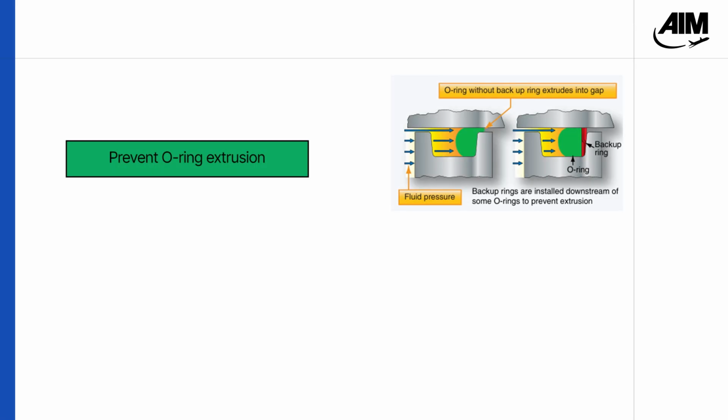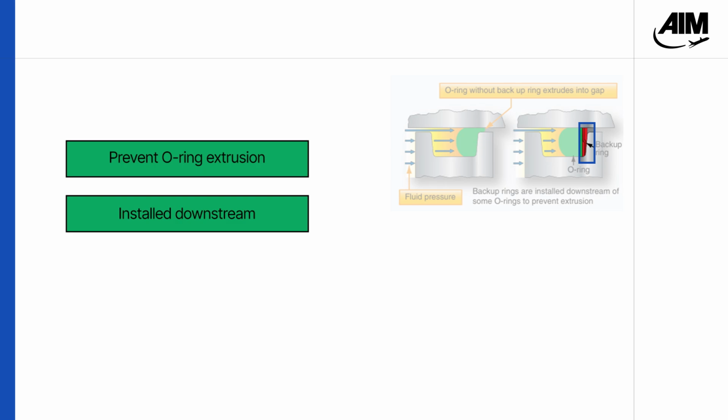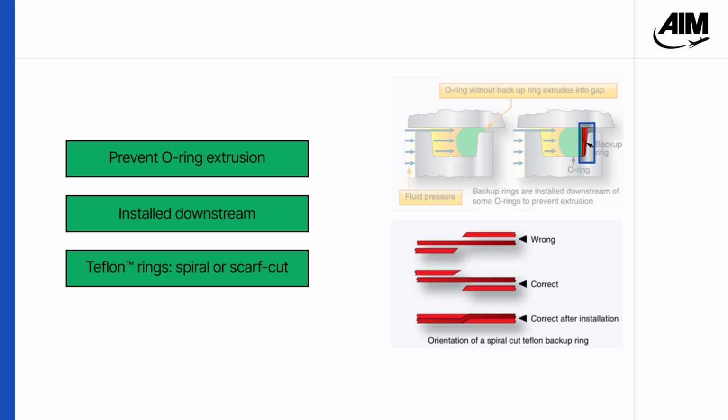When pressure increases, O-rings may need reinforcement. Backup rings are rigid supports installed on the downstream side to prevent extrusion. Teflon backup rings must be oriented correctly to avoid seal failure.